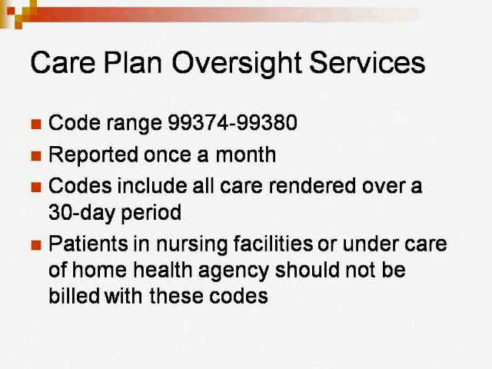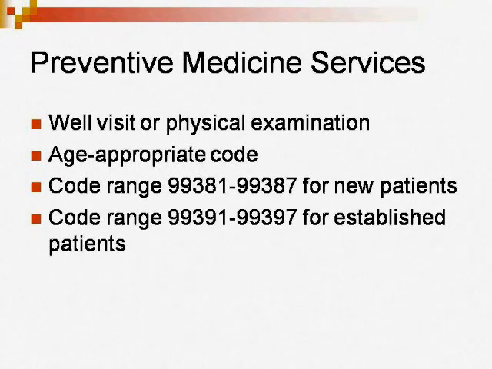Care plan oversight codes are reported on a monthly basis. These codes include all the care rendered to a patient over a 30-day period. Patients that are in skilled nursing facilities or under the care of a home health agency cannot be assigned a care plan oversight service code. Preventive medicine are for annual physical examinations and are based on whether the patient is new or established and on the age of the patient. Please pay close attention to the age of the patient.